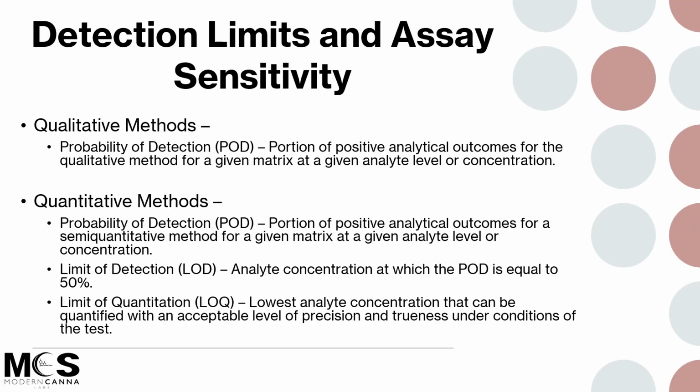The next part of method development that I would like to review is detection limits and assay sensitivity. And this is a really important part of the method development process because it is going to be what determines whether or not laboratories are able to see and identify the analytes of interest at the required concentration.